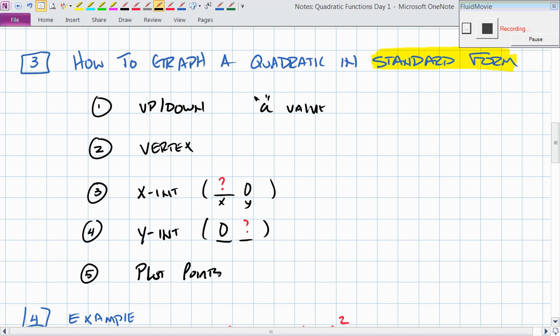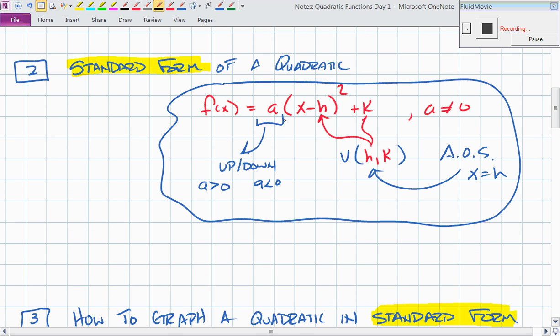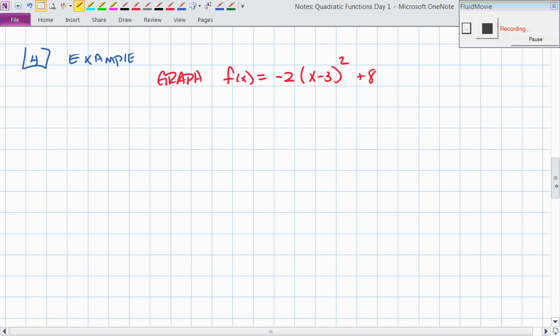I should also mention that with the vertex, we also get the axis of symmetry. So step 1: up or down; vertex; axis of symmetry; x-intercept; y-intercept; plot the points. That is how we graph a quadratic in standard form. Remember, standard form is this business up here: a(x − h)² + k. All right, let's try one of these here.